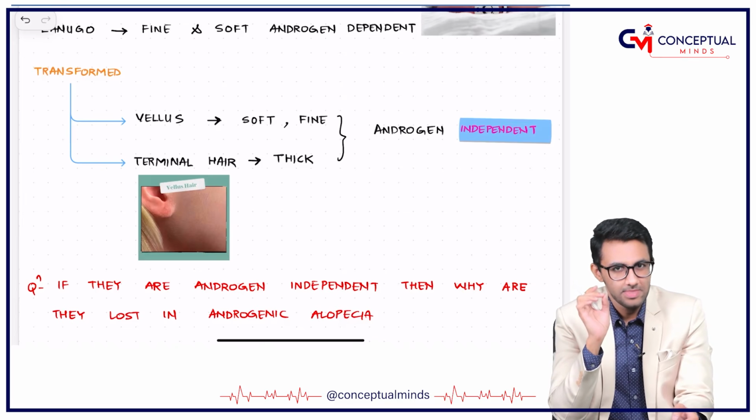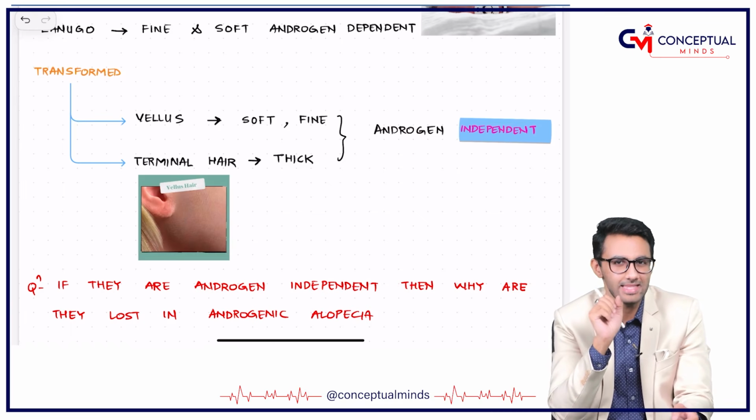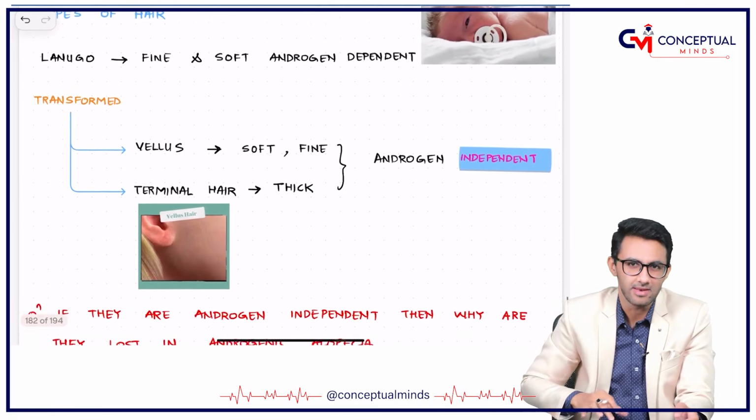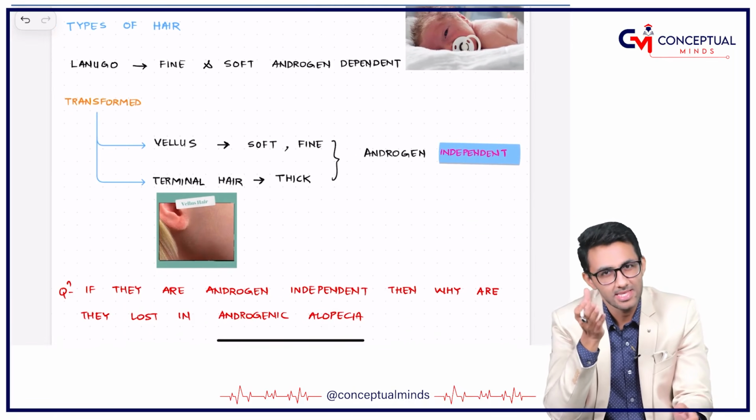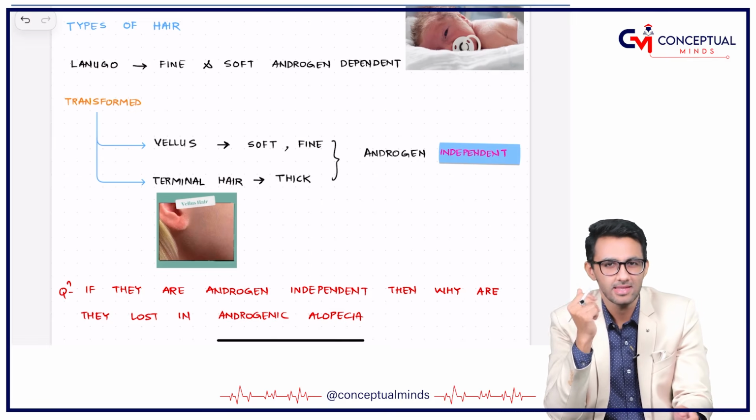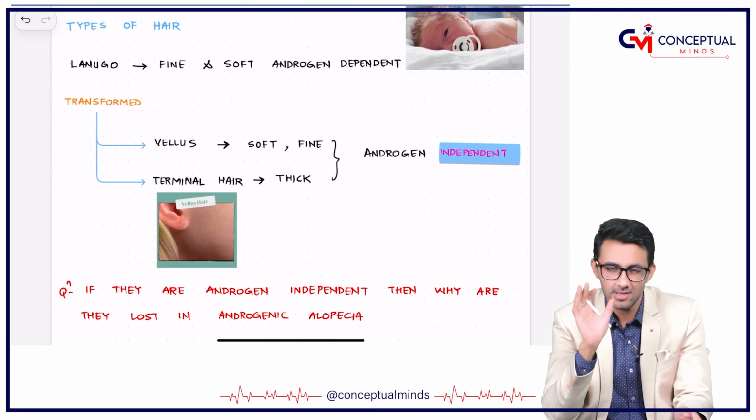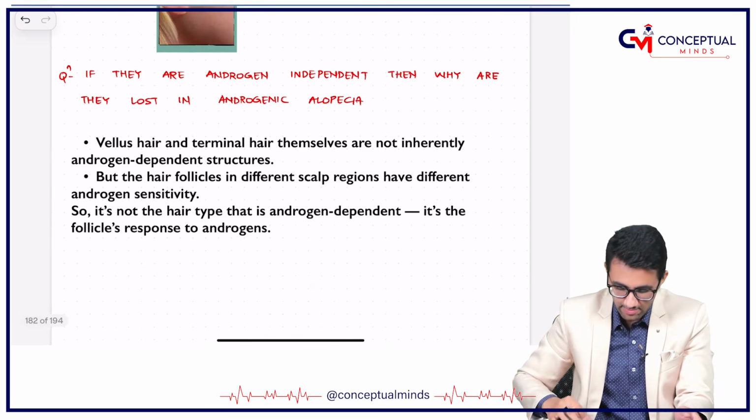The answer is that the androgen sensitivity is in the hair follicle, inside the hair follicle, not the type of hair. What are we reading? We are just reading the type of hair. The follicle is going to be the same. So the receptors are in the follicle. They are really not concerned about whether it is vellus hair, lanugo or terminal hair. Okay, you got the answer. If you read this, you will get it more clearly.